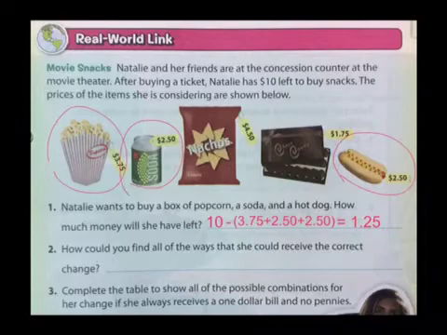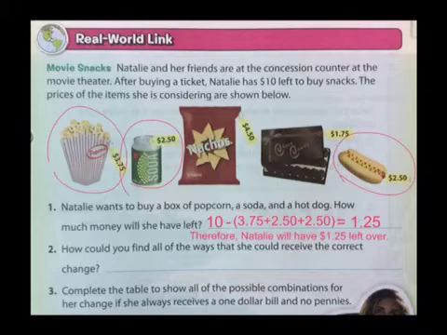Usually, I'd like to answer word problems with words. So we need a therefore statement. And the therefore statement is simply there to answer the question. The question was, how much money will she have left? After computing and doing all our calculation, we can say, therefore, Natalie will have $1.25 left over.